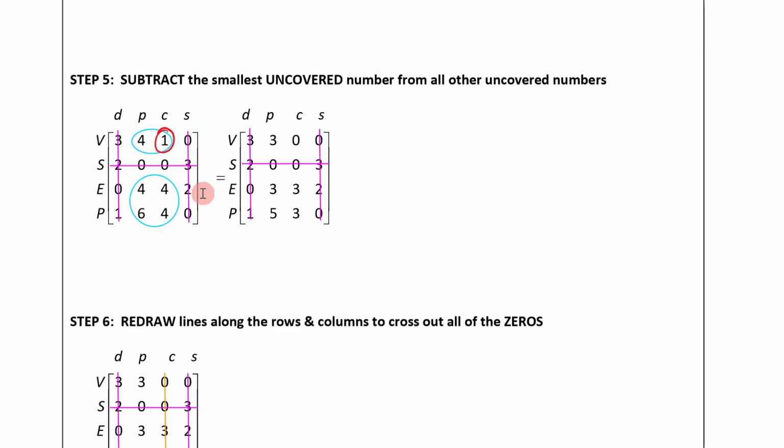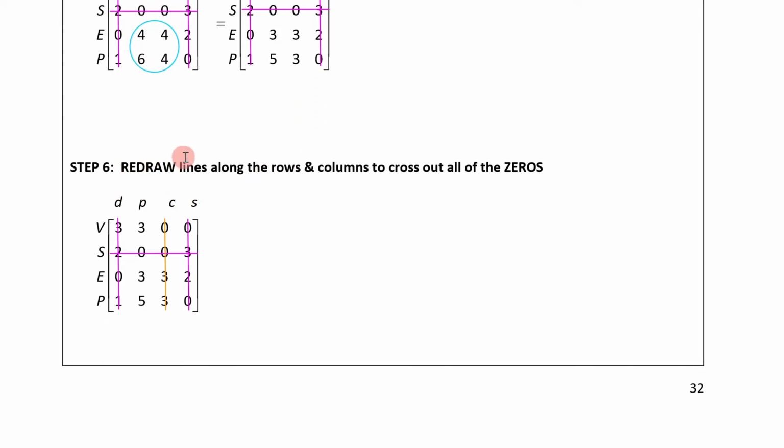4 minus 1 is 3. 6 minus 1 is 5. 4 minus 1 is 3. And you can see by doing this, we now have another 0. So now, step 6, redraw the lines along the rows and columns to cross out the zeros.